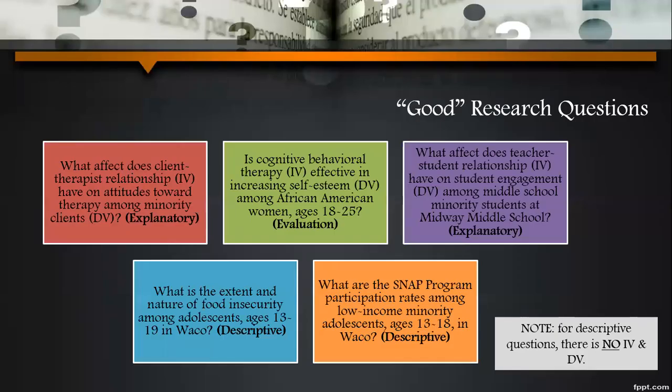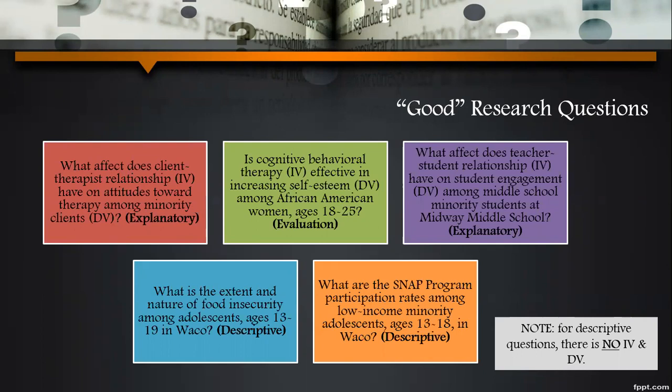So now let's take a look at some quote unquote good research questions. We're going to start with the red box in the top left-hand corner. In this box, the question reads, what effect does client-therapist relationship have on attitudes toward therapy among minority clients? So all questions have what I like to call an anatomy.